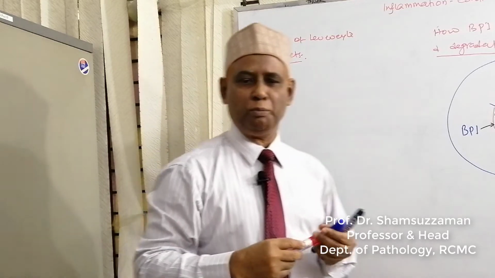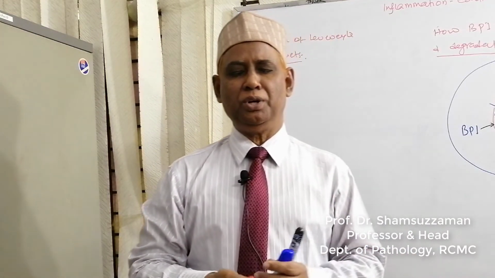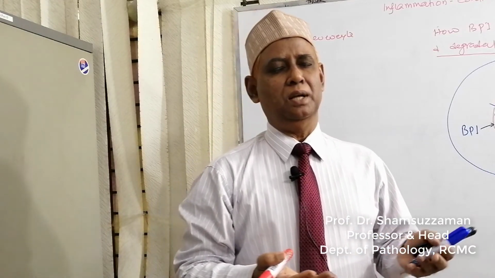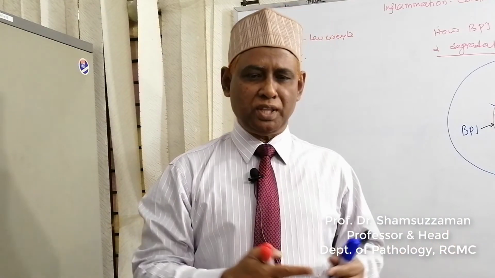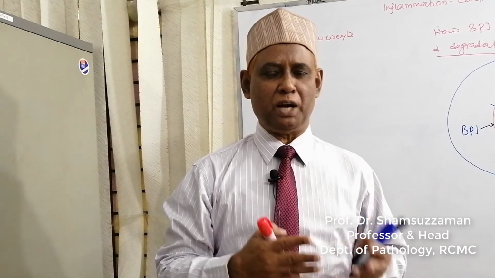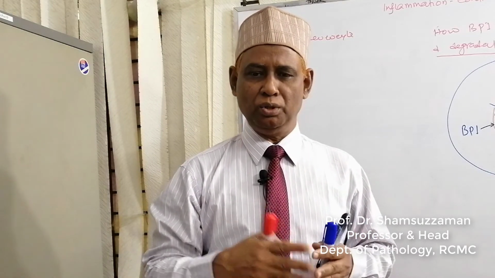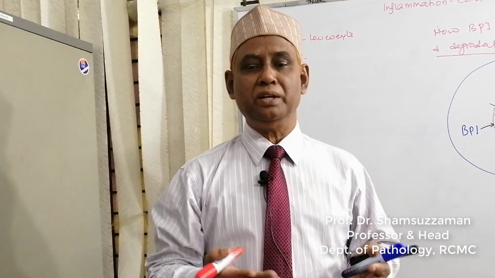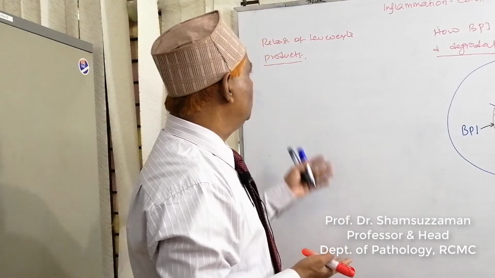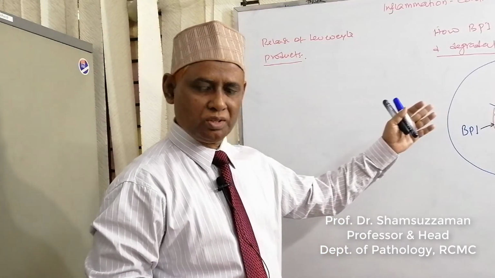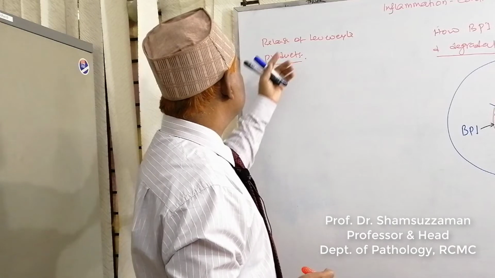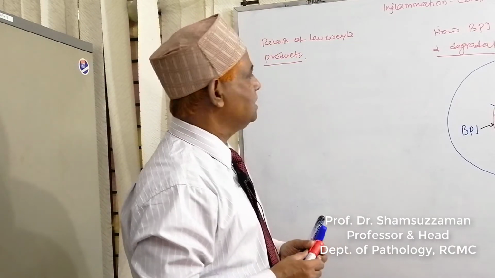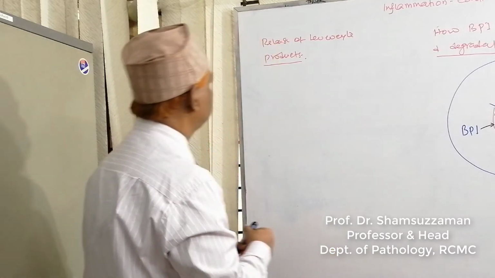Dear audience, we can recapitulate again. In the cellular events of acute inflammation, there is chemotaxis. Before that, transmigration of leukocytes from blood vessel to tissue. Now the leukocytes were getting in the tissue, and in the tissue they are associated with phagocytosis, and there is release of leukocyte products. Now come to that point, release of leukocyte products in the tissue in acute inflammation.